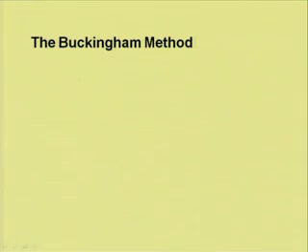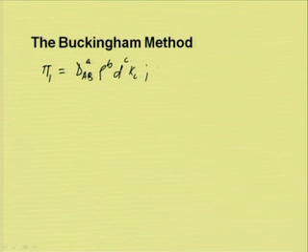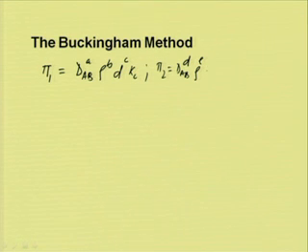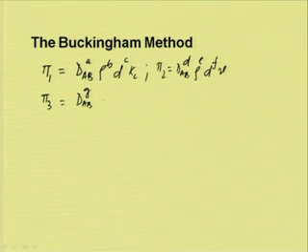Now, we can write pi 1 is equal to D_AB to the power a, rho to the power b and d to the power c, that is the core group, and we will include the other excluded variable, that is Kc. And pi 2 is equal to D_AB to the power d, rho to the power e, d to the power f and V, and pi 3 is D_AB to the power g, rho to the power h, d to the power i and mu. These are the 3 groups we have identified.